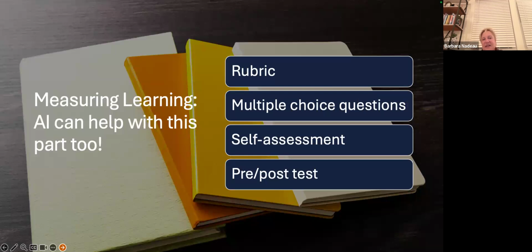You can give it content and ask it to create multiple choice questions for you. It can give you wording for a self-assessment, or wording for pre or post tests based on the content that you're teaching. So it can be a really nice asset in helping you provide training in a healthcare environment.